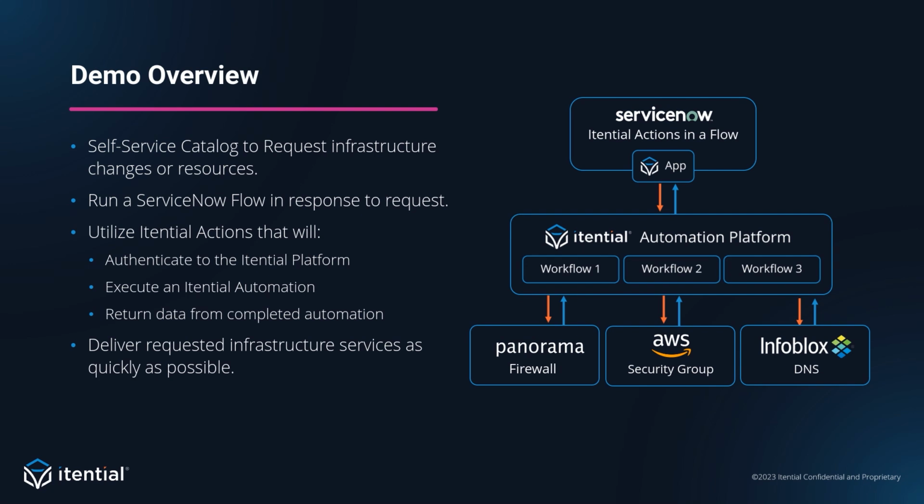We've mentioned Infoblox, AWS security groups, and Panorama firewalls. Those are the individual resources that are going to be composed into a larger catalog request that will be initiated from ServiceNow. That's going to kick off a flow. That flow includes Itential Actions that are onboarded through the Itential app in ServiceNow. Each one of those actions is going to kick off a workflow for each one of those individual infrastructure teams.